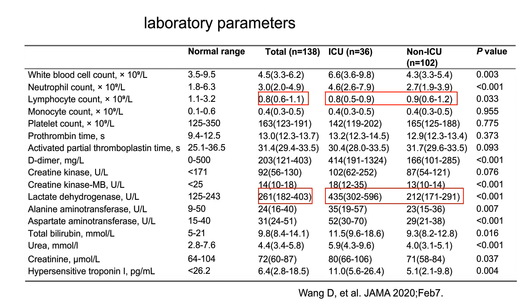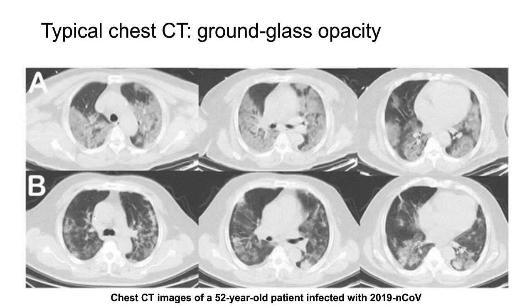So this is for the test CT. This is the typical test CT demonstrating the ground glass opacity in the CT, initially from the outer part of the lung, and then going to the whole area of the lung.